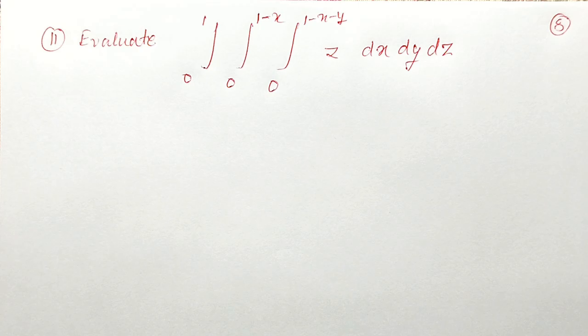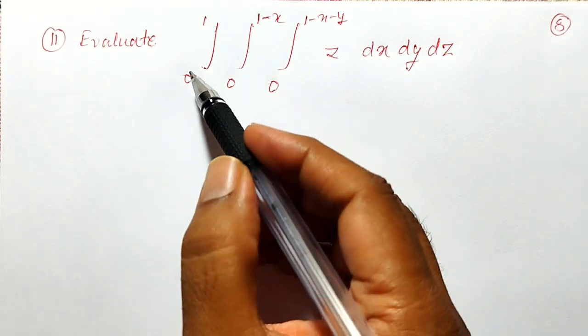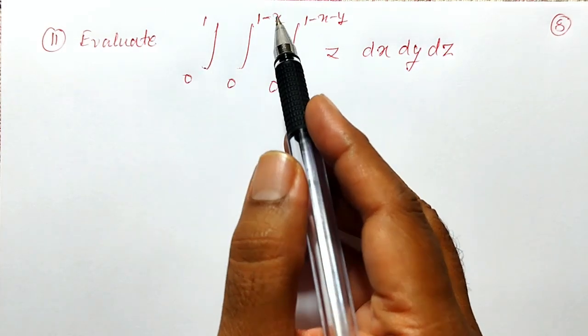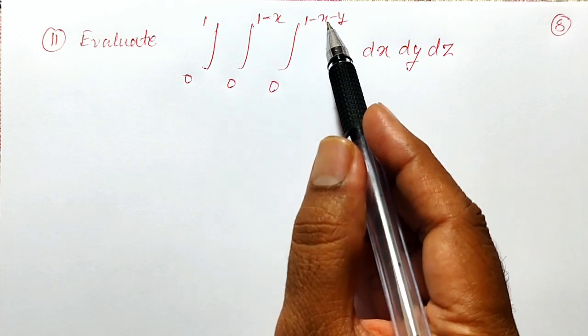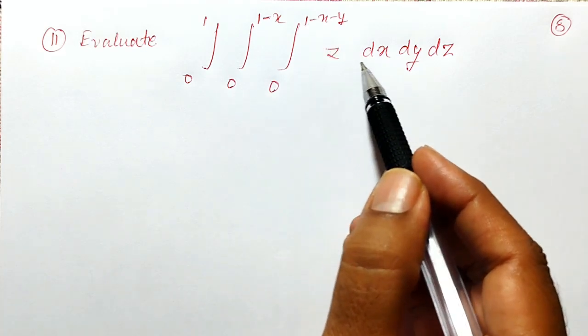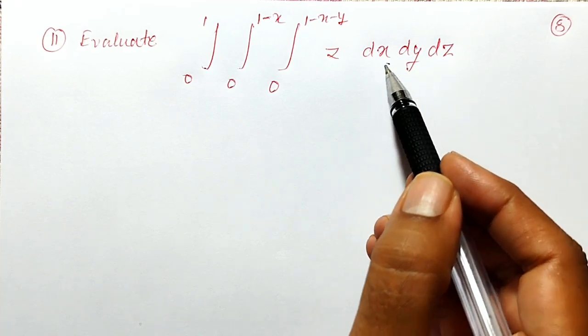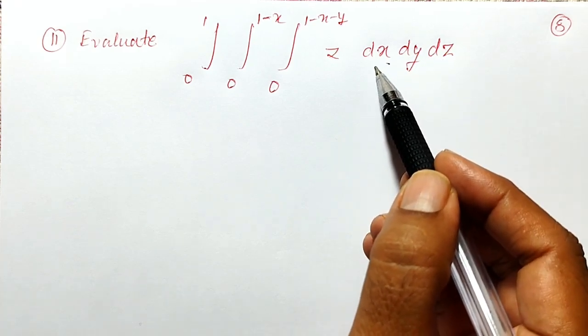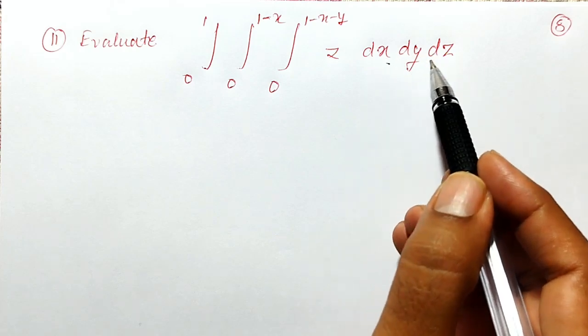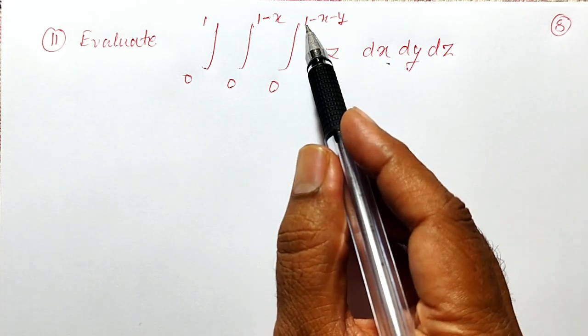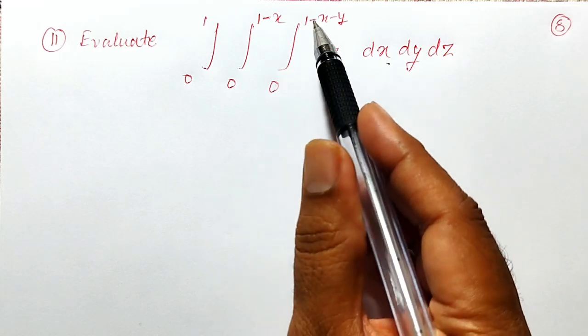Welcome friends. In this video I am going to evaluate the triple integration, that is from 0 to 1, 0 to 1 minus x, 0 to 1 minus x minus y, z with respect to x, y and z. Here we don't have to follow the order of dx, dy, dz. We have to just check the limits of from where to where it is.